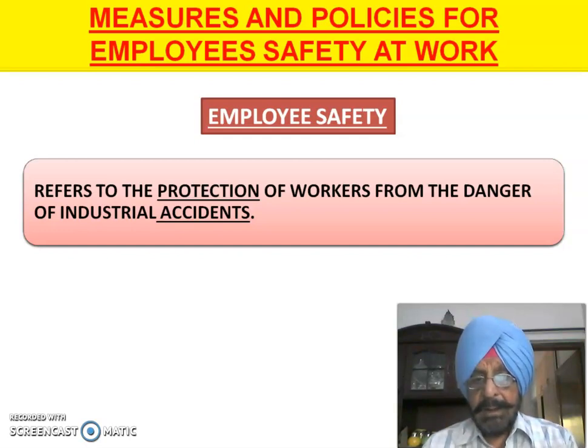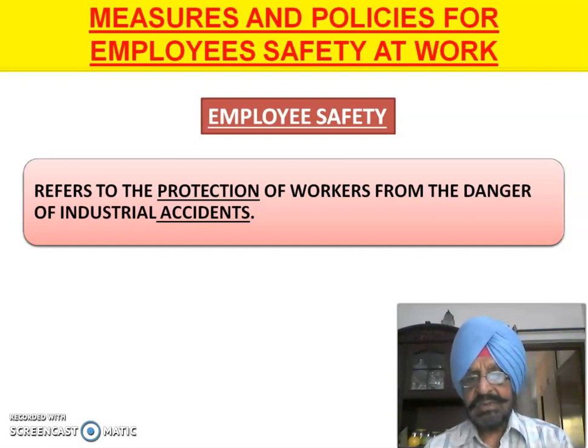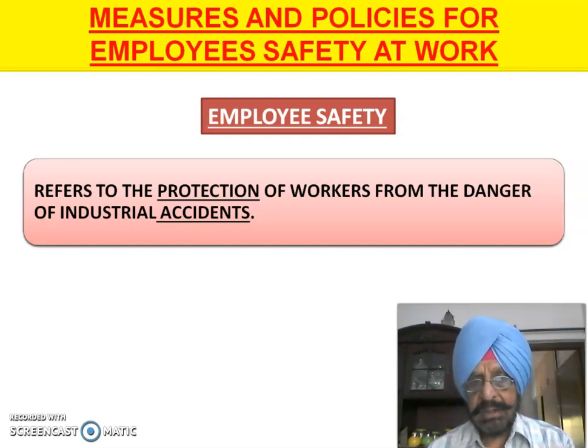Now whatever measures are taken to prevent accidents, that is what is safety. For example, wearing of gas masks when working in a chemical area, wearing of helmets, etc. Then wearing of hand gloves by the electrical employees. These are all protection measures against accidents.